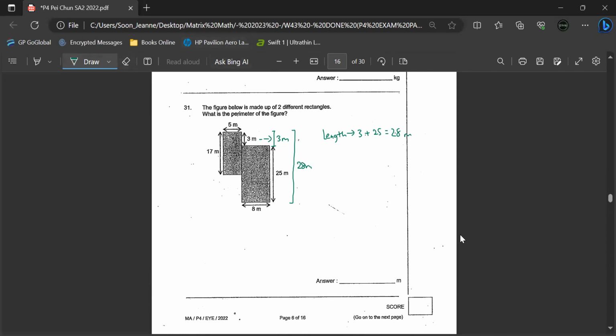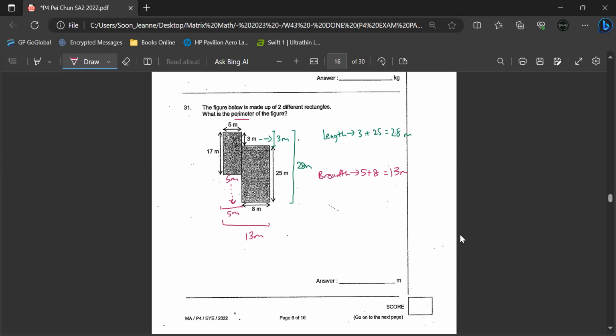But what about the breadth? Very simple. The breadth, you can see that it's from the left to the right. You can see this 8 and this is a 5. So I can push down. This is definitely 5 meters also because this is the breadth of the same rectangle. So I push this down, this will be 5 meters. So the breadth of the figure is actually 5 plus 8, 13 meters. So I got the length and breadth of the figure. Now I can find the perimeter. Because if the length is 28 here, the other opposite side is also 28.